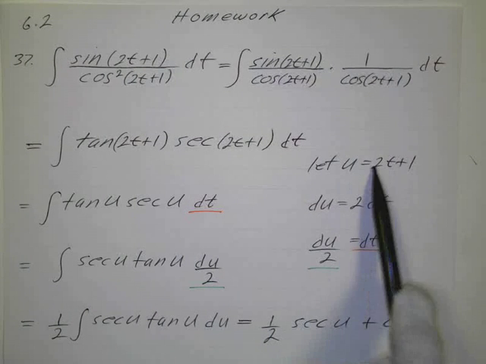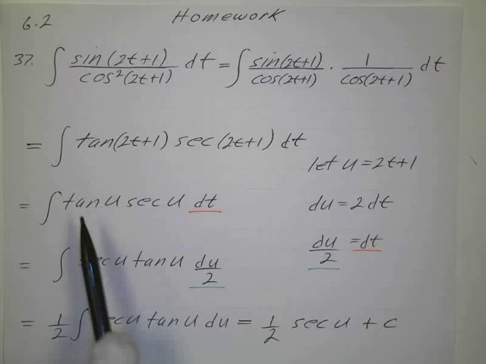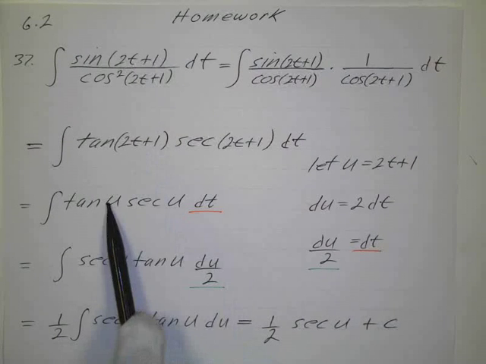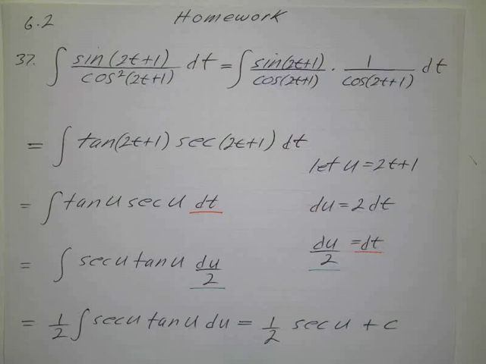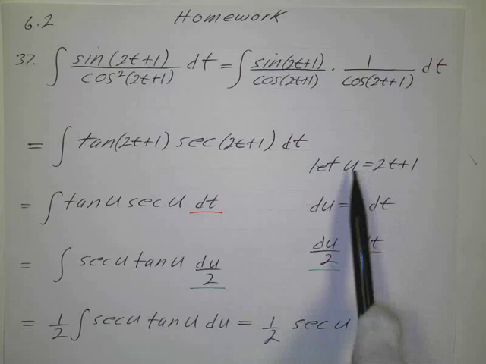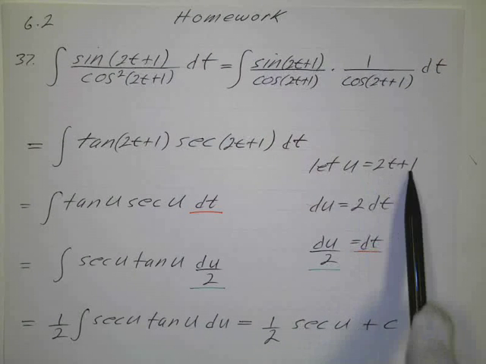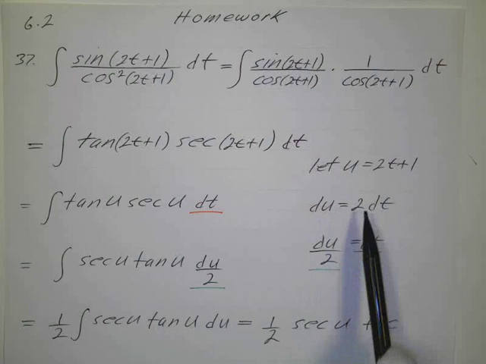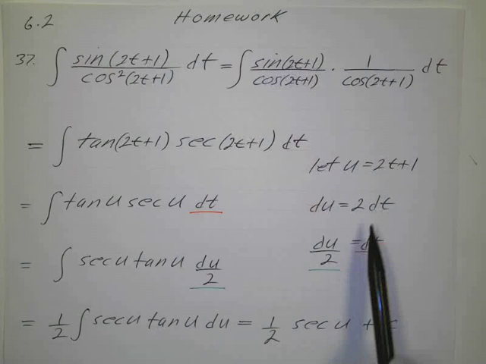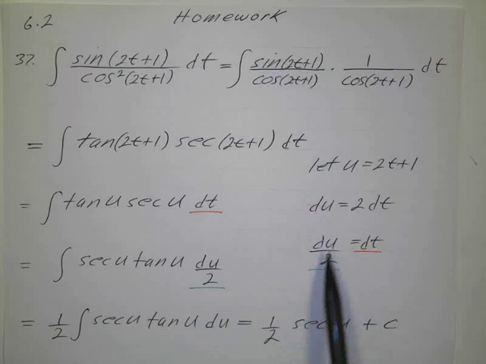So I'm going to let u equal 2t plus 1. So I've got the tangent of u, 2t plus 1 is u, times the secant of u, dt. And I want to get a du there. So what I'll do is I'll take the derivative of 2t, and I get 2 dt. So du equals 2 dt, but I just want a dt, so I'll divide both sides by 2. And I have du over 2 equals dt.